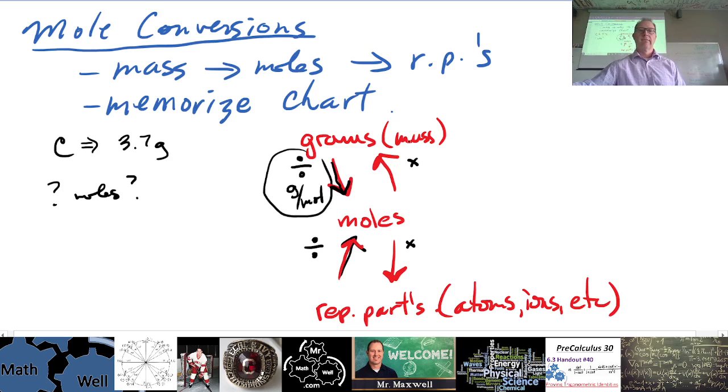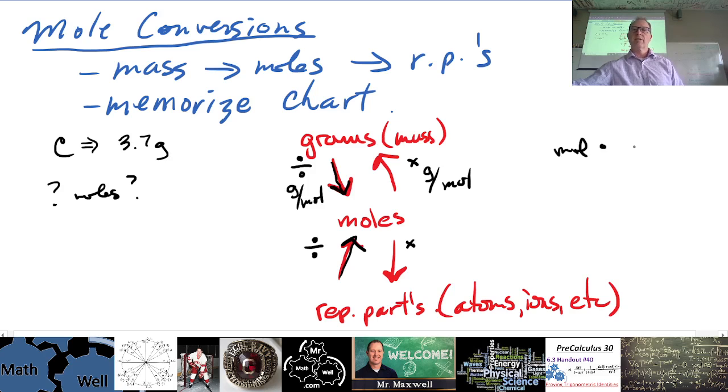Now it's obviously the same over here too. If you're going away from moles to grams, you multiply by grams per mole. Think about unit analysis: if you have moles times grams per mole, then the moles cancel out and you're left with grams. So that's why we do it that way.